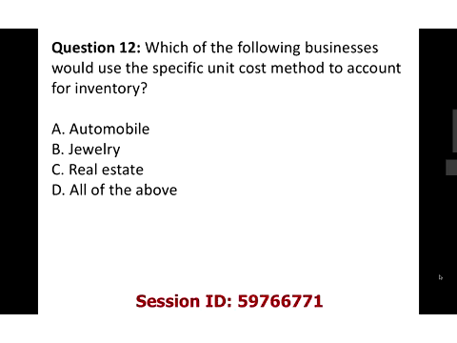Think about specific unit can only be used for high-end things, high-dollar items that can be uniquely identified. So we're looking here, automobiles have serial numbers. They're pretty expensive. Jewelry, we're assuming it's high-end jewelry that is unique. Real estate is unique. Okay, everything has a parcel number, etc. So which of the following would use specific unit cost method?